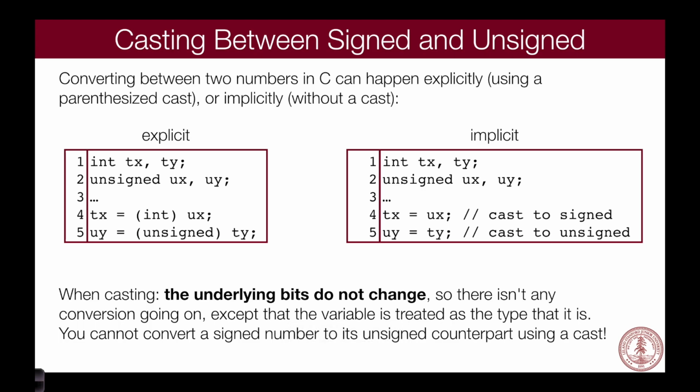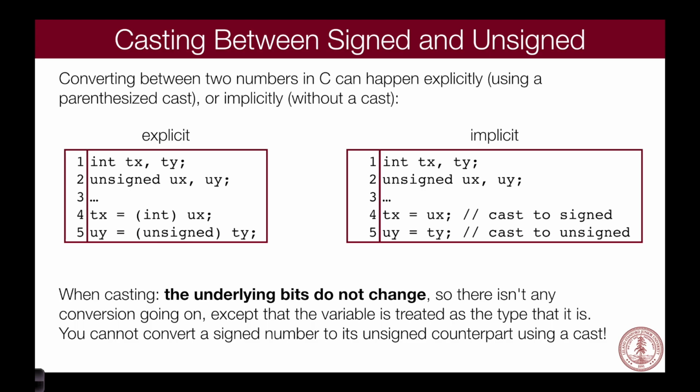Now, let's talk about what happens in C when you try to convert between two numbers that are signed to unsigned or unsigned to signed. Remember what casting is. Casting is saying, hey compiler, I know what I'm doing. Please treat this number the way I want it to be treated, not the way you think it should be treated based on its type. When you cast a number to another number that's signed or unsigned with the same number of bits, the underlying bits do not change.